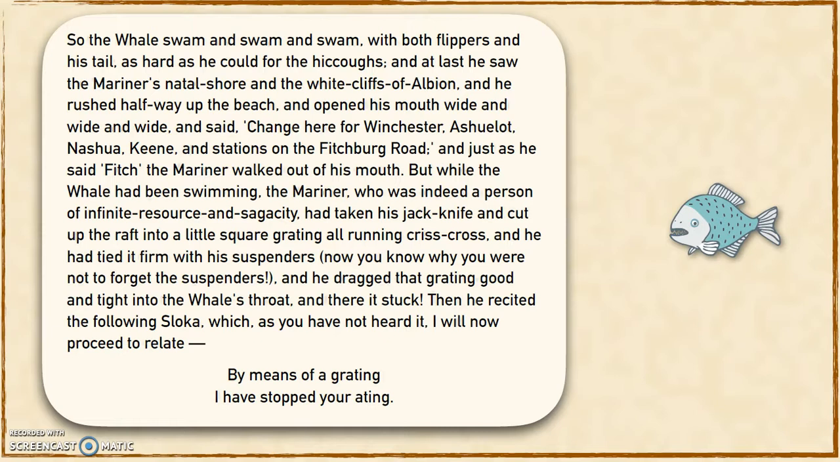And there it stuck. Then he recited the following sloka, which, as you have not heard it, I will now proceed to relate. By means of grating, I have stopped your eating.